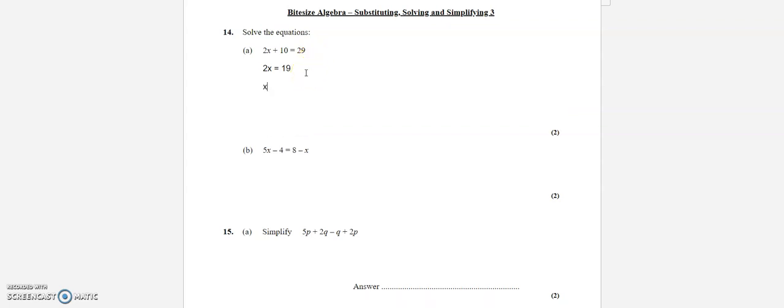And then on our next line here, we want to get x on its own, and that's half as much. We've divided by 2 here, so we'd have to do the same on the other side. So 19 divided by 2 would give us 9.5.